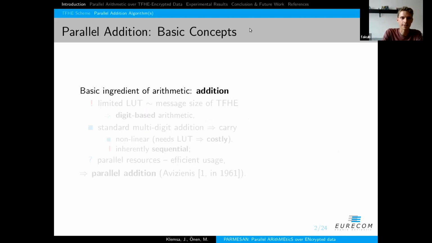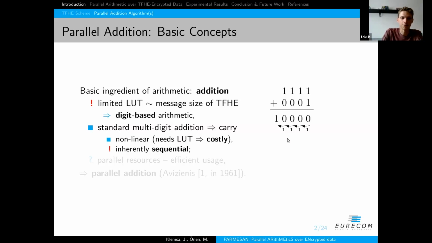The other ingredient is parallel addition, which is the basic ingredient of arithmetics. So that's why we focus on this in the first point. Due to the limited lookup table size, which is also the message space size of TFHE, we would need to resort to digit-based arithmetics. Otherwise, we would only have 8 bits of precision. So for higher precision, we need digit-based arithmetics.